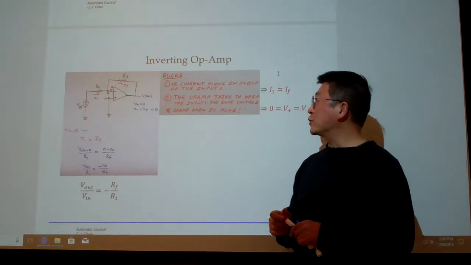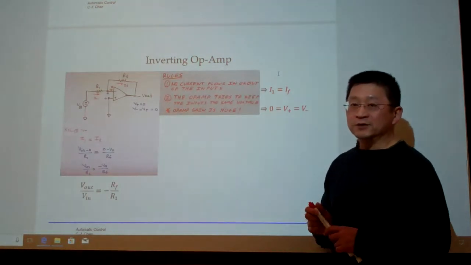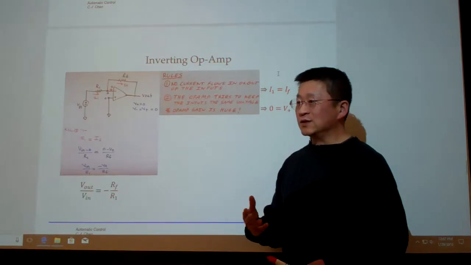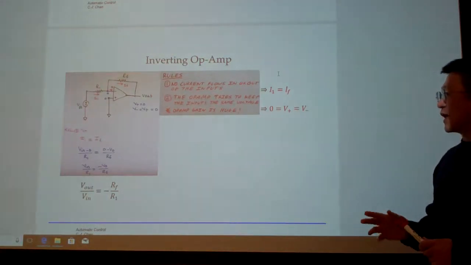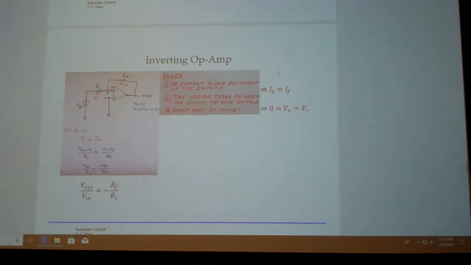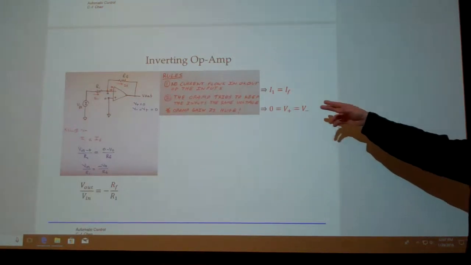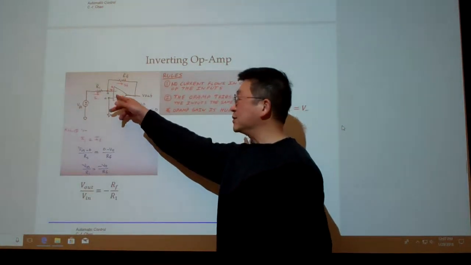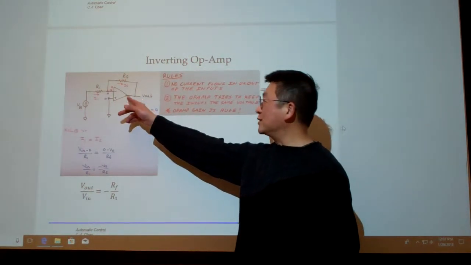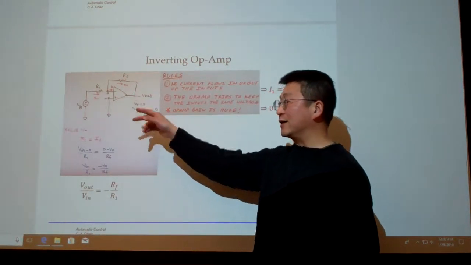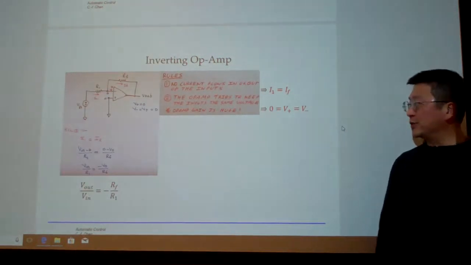They change the phase, which means they change the sign. Due to this, we call it the inverting op-amp configuration. Inverting means they invert the sign. Electrical engineers like to use phase, so basically there's a 180 degree phase lag or phase lead. So this is about the op-amp, and it should be very easy. With the two rules, it doesn't matter how complicated; in practice the configuration can be a little more complicated, but the two rules always apply.